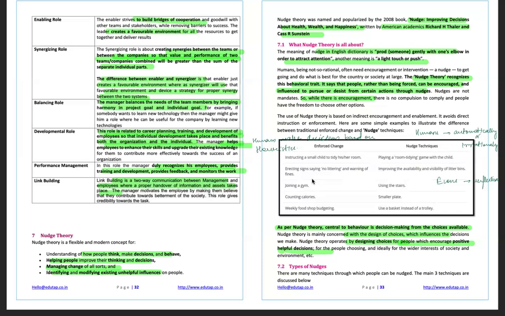So, synergizing role. It is about creating synergies between the teams or between the companies so that value and performance of two teams or companies combined will be greater than the sum of the separate individual parts. Balancing: balances the needs of the team members by bringing harmony in project goal and individual goal. For example, if somebody wants to learn new technology, then the manager would give him such a role where he can be useful for the company by learning new technologies.